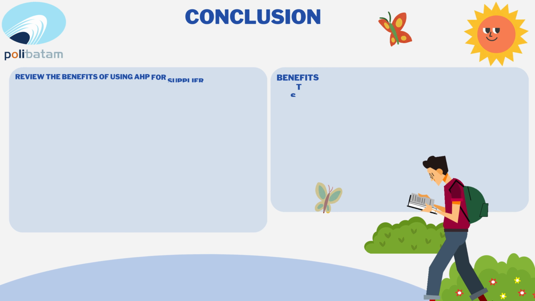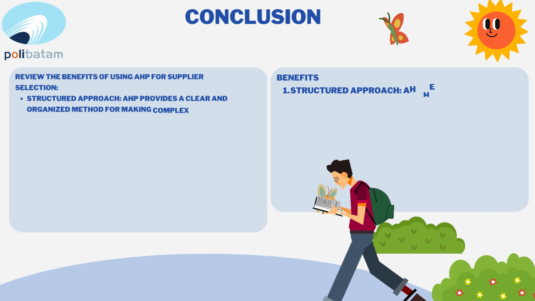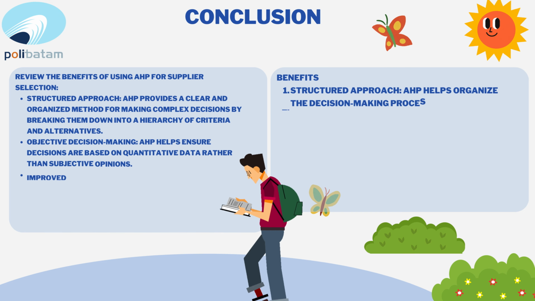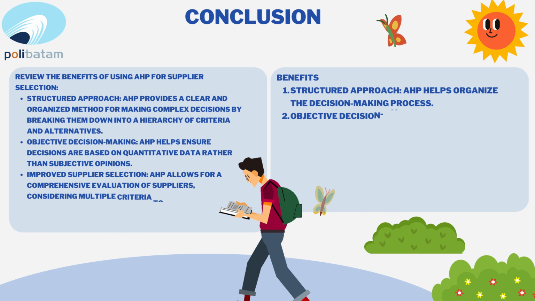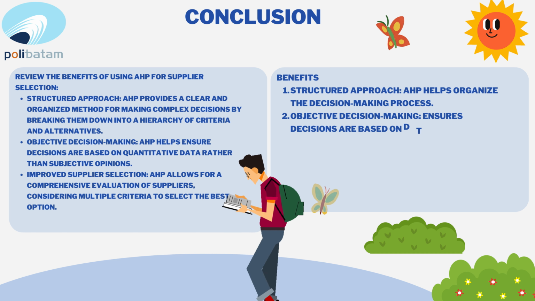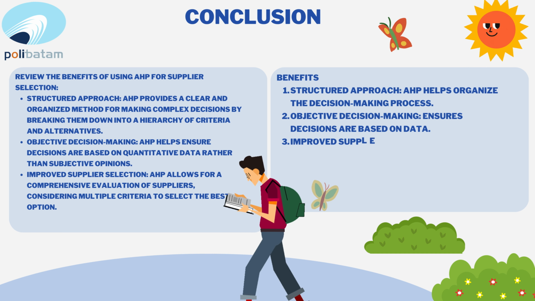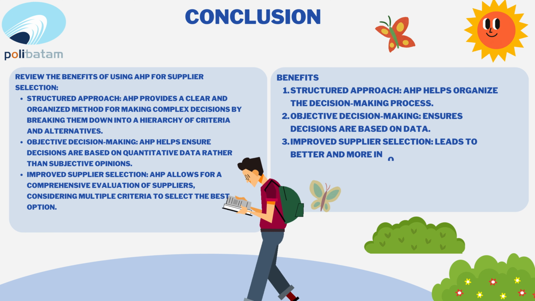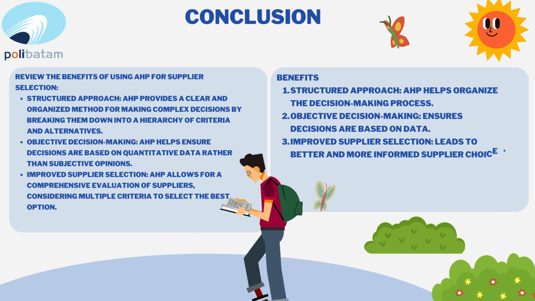To wrap things up, we have seen how AHP offers a structured and objective way to tackle the complexities of supplier selection, and it helps ensure that your decisions are well informed, balanced, and aligned with your strategic goals. Thank you for watching, and I hope you found this guide useful for your own decision-making process.